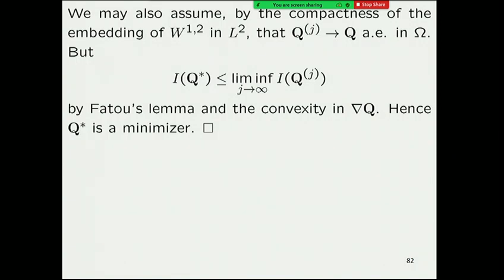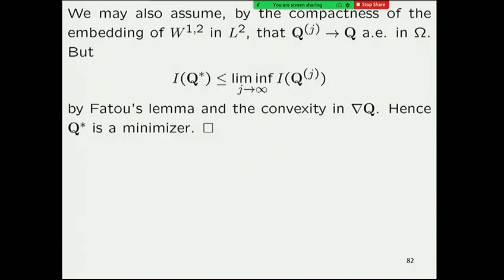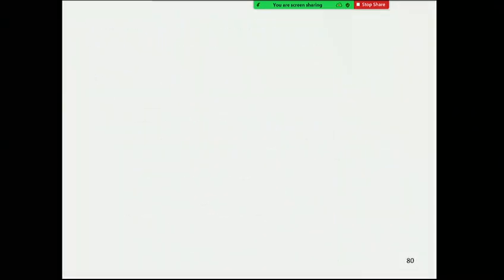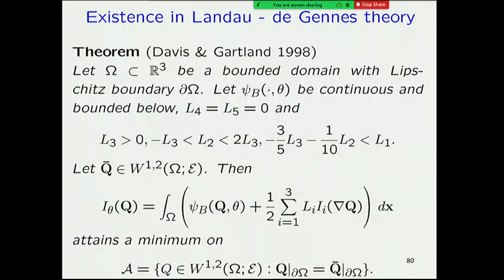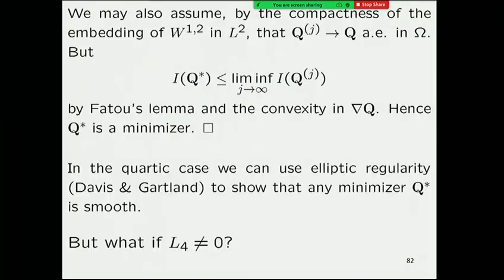The only difficult thing is those inequalities, which were proved actually by Longa and Trebin. And in the quartic case, you can use elliptic regularity to show that any minimizer is smooth. It's not difficult to see that. There's the energy, this term will give you an elliptic operator, and this term is bounded. This term you can handle by bootstrapping or something. Anyway, so any minimizer is smooth.